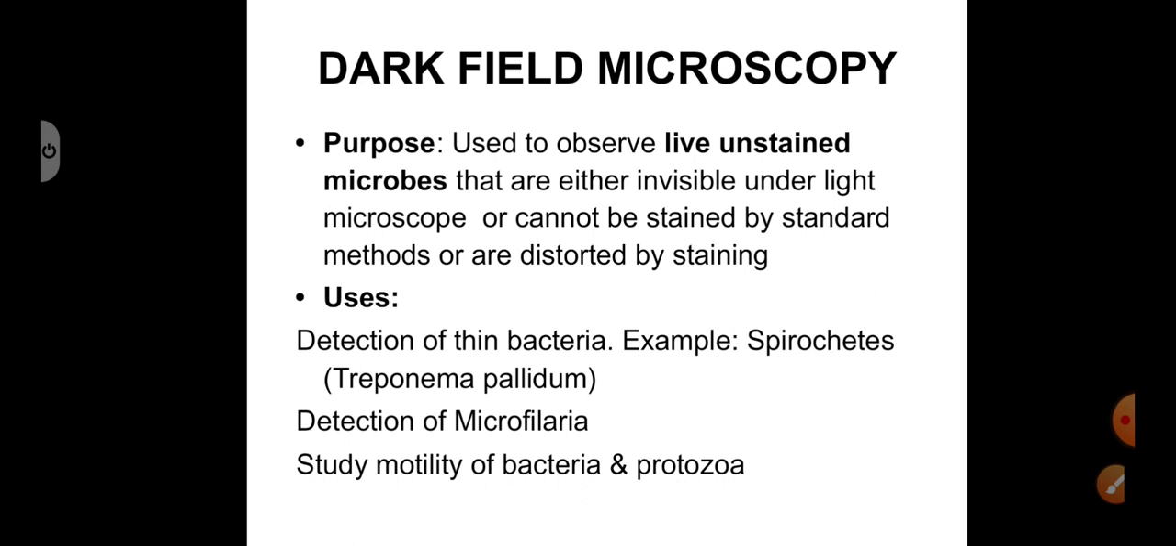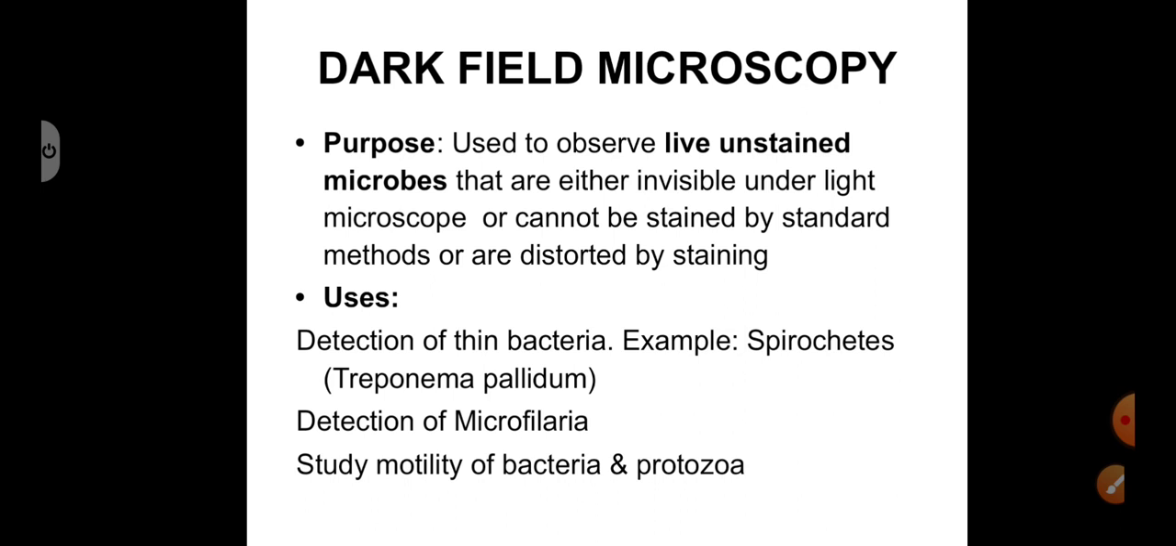So what is the use of dark field microscope? You can observe live microbes. In dark field microscopy, you're not staining the specimen. You're seeing an unstained specimen. That is the live microscope, live microbes.